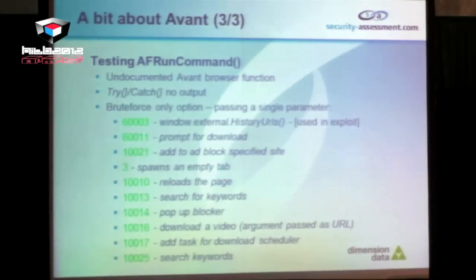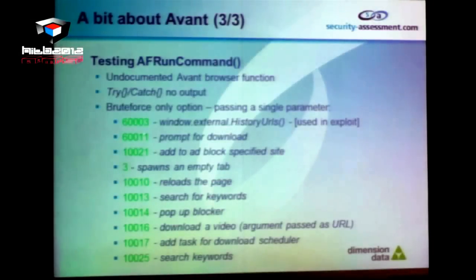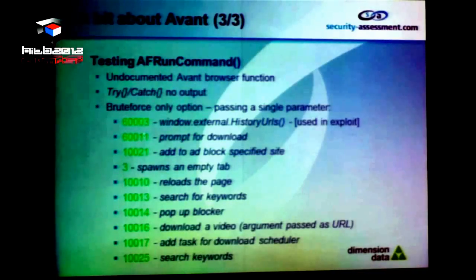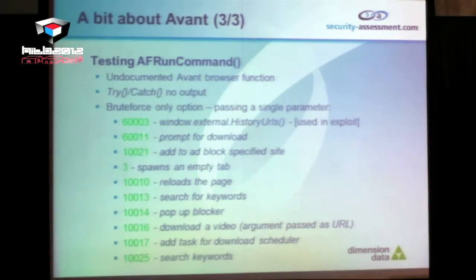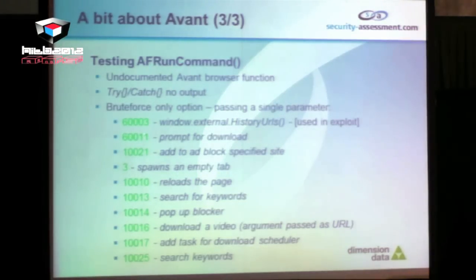It seems to me like it's an internal function, which Almond doesn't want to document. But what I noticed in these pages, which come by default, is that if you provide 60,003 as an integer argument to that function, it will return all the history. Then I tried blindly to understand what you can do with that function. I tried different values: if you pass 3, it just spawns an empty tab, and if you pass 10,025, it searches for the argument that you used. It's interesting, but I couldn't find a way to achieve code execution.